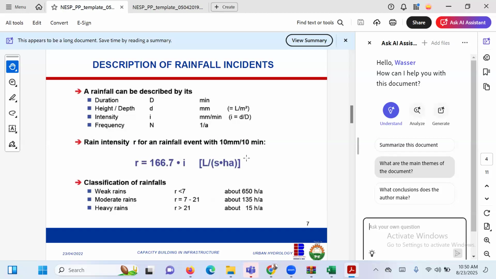So there are parameters we must discuss when we talk about rainfall or stormwater design. So now we are in stormwater design.